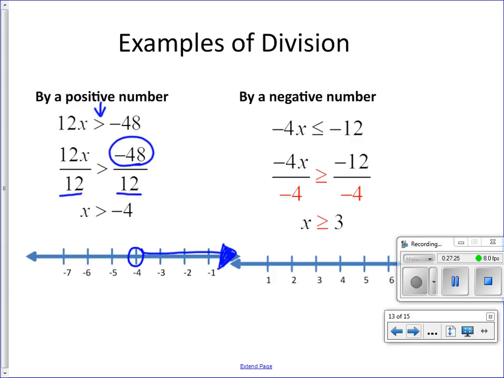Okay? But when we divide by a negative number, as we do here, when we have a coefficient of negative 4, we want to get rid of that. Notice how our less than or equal to symbol changed into greater than or equal to. All right, so when we graph that, we're going to have a closed dot at negative 3 and an arrow to the right.